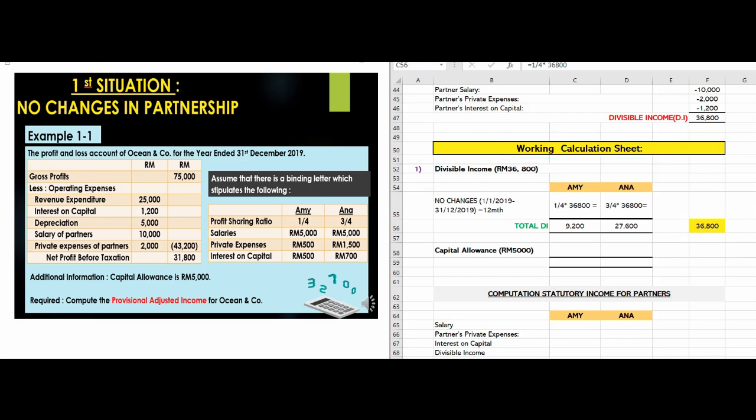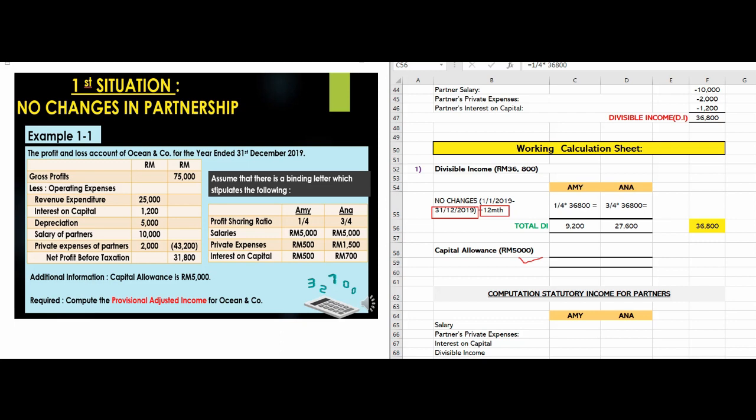Okay, so number 3, we are going to allocate the capital allowance amount. How are we going to do that? The capital allowance will be allocated to those who are in the partnership at the end of the accounting year, at the end of year of assessment. In this situation, Anna and Amy have been in partnership for 12 months until the end of the year of assessment. So both Amy and Anna will receive the capital allowance by using what? By using the same PSR as above.